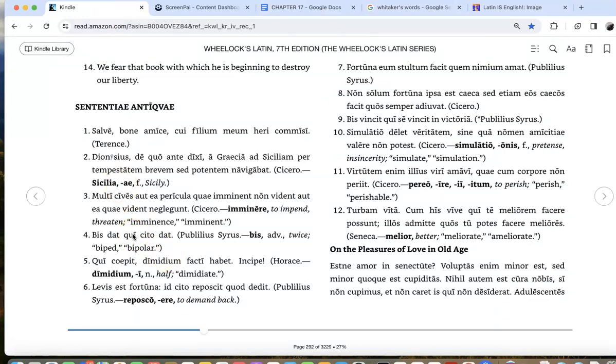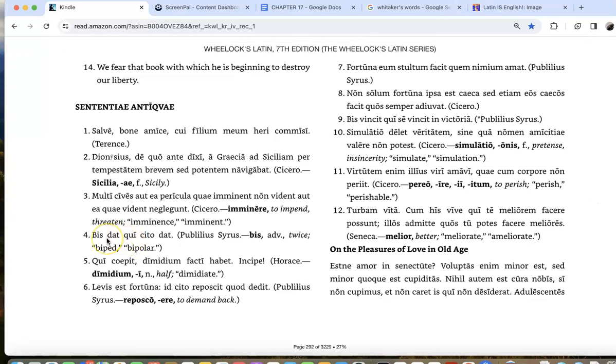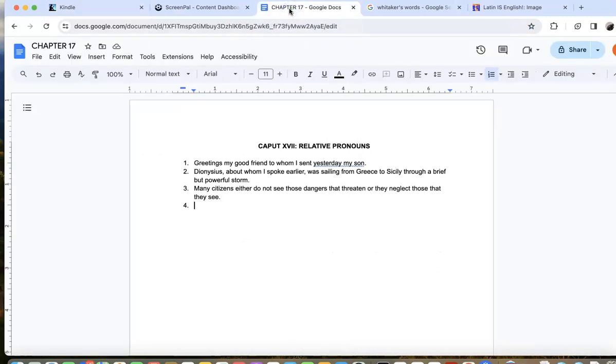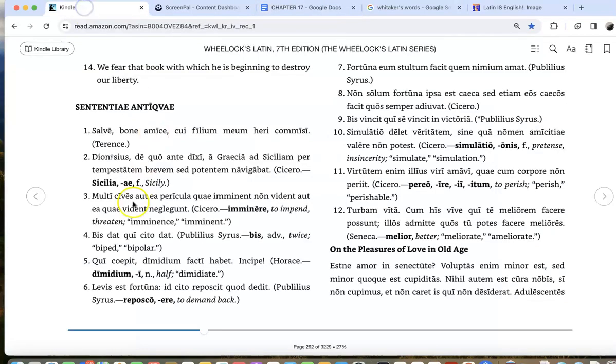Moving on to number 4 here, bis dat qui cito dat. So he gives twice who gives quickly. This is a Roman proverb. Let me write this out here. So he gives twice who gives quickly. This one's shorter, so it'll be easier to explain.